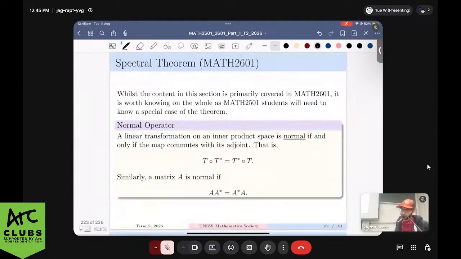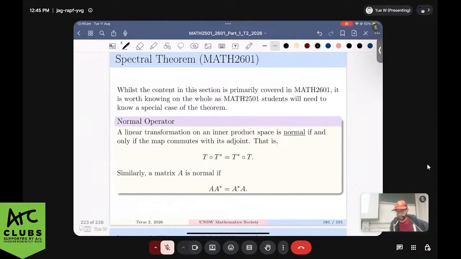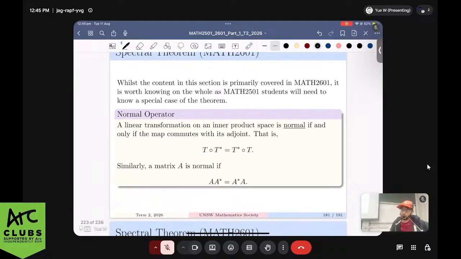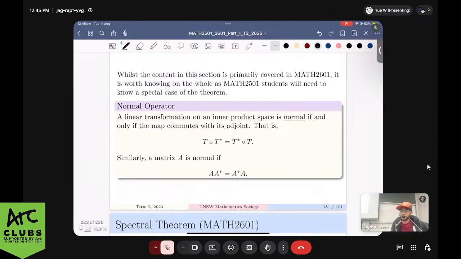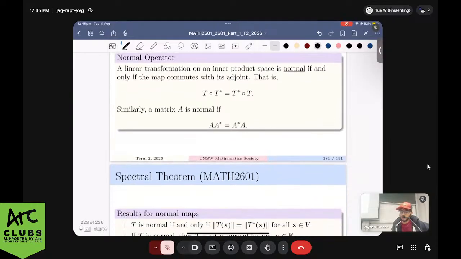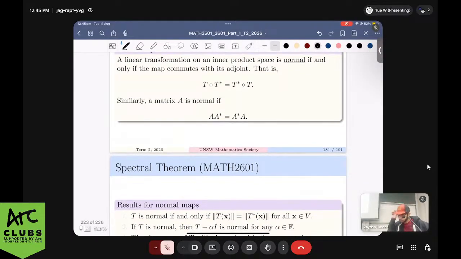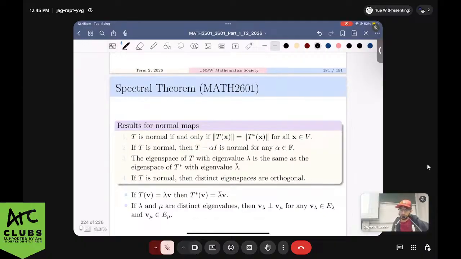Okay, spectral theorem. We already talked about normal operators, but I think we're going into more detail now. A normal operator is one which commutes with its adjoint, meaning T star T equals T T star, or A star A equals A A star. Here were some of the results. The norm of T of X is the norm of T star of X. This is for normal maps. If T is normal, then any T minus alpha I is also normal.